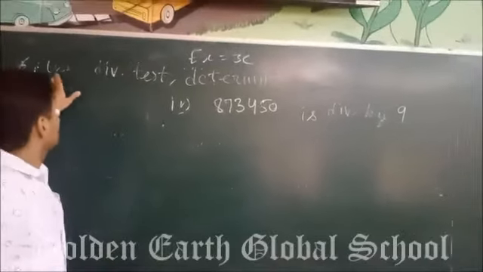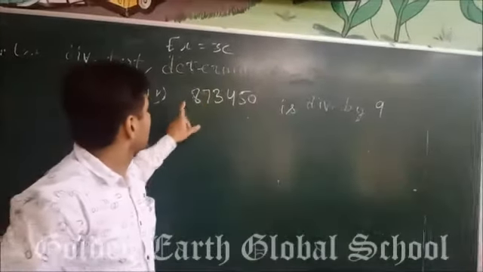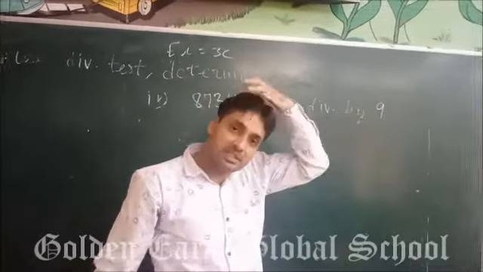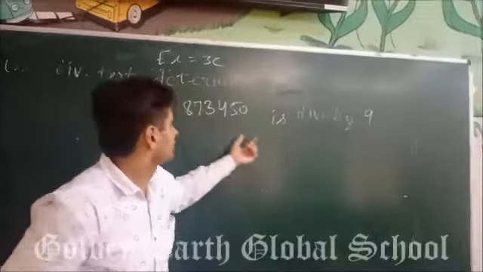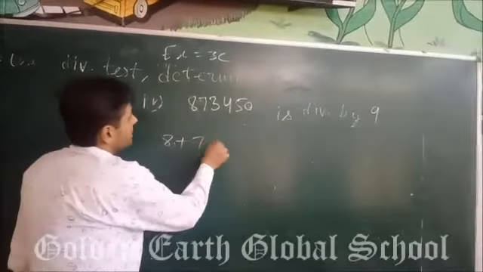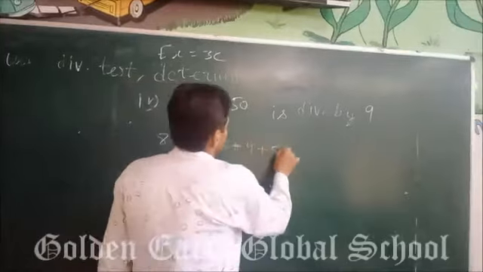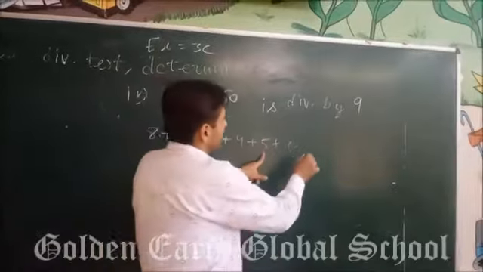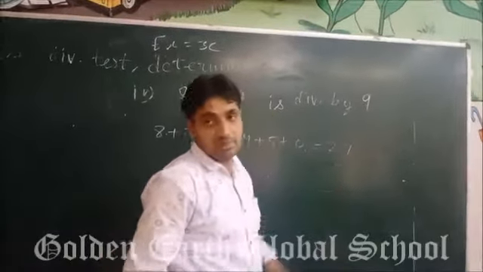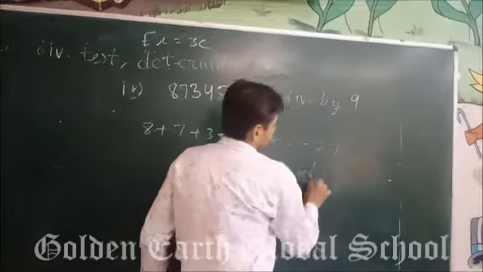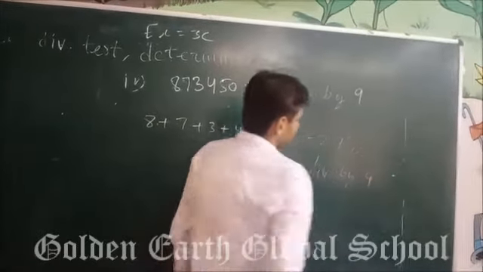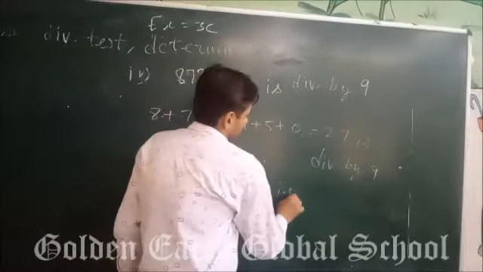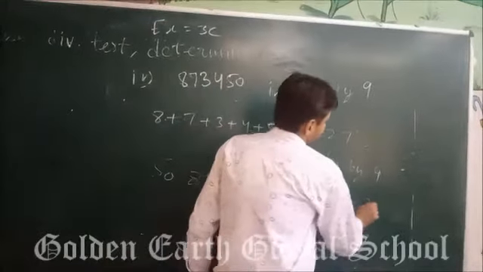Sixth, use divisibility test to determine whether 873450 is divisible by 9. This divisibility test is the same as the test for 3. So the sum of digits of 873450: 8 plus 7 is 15, plus 3 is 18, plus 4 is 22, plus 5 is 27. So 27 is divisible by 9. So 873450 is divisible by 9.